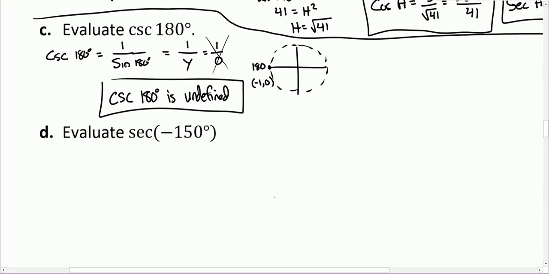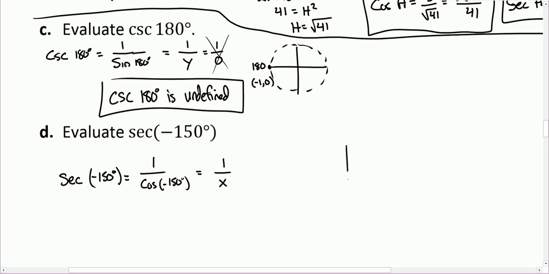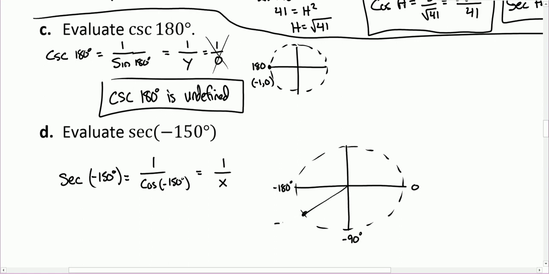Part D, we're asked to evaluate the secant of negative 150 degrees. The secant of negative 150 degrees is equal to 1 over the cosine of negative 150 degrees. In terms of the unit circle, that would be 1 over the x-coordinate of that unit circle that corresponds with that angle. So locate negative 150, going in the negative direction, which is clockwise. We are landing in the third quadrant with a reference angle of 30 degrees.